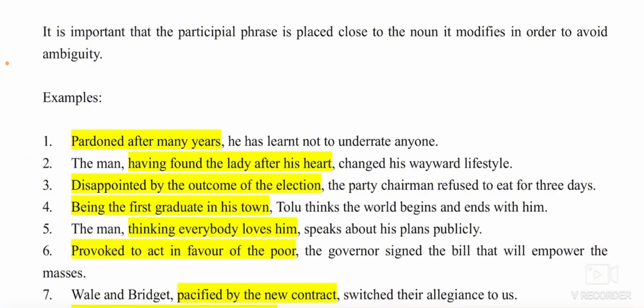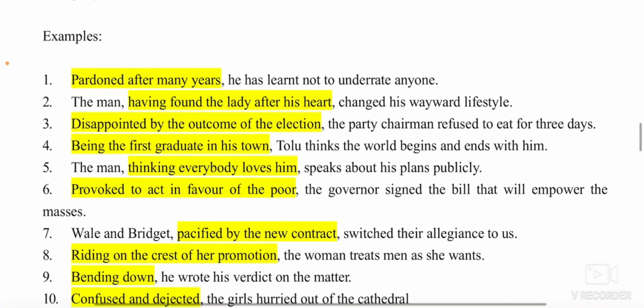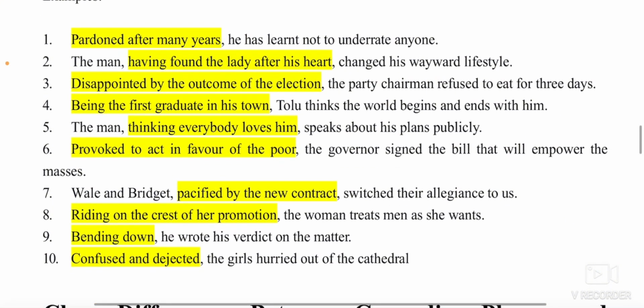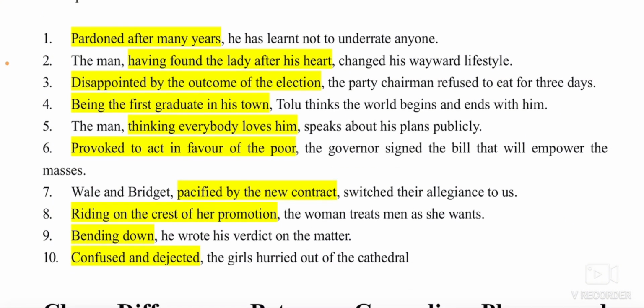Number four, being the first gentleman in his town, he loses things; the world begins and ends with him. So these are the examples I have in there. Number five, the man thinking everybody loves him speaks about his plans publicly. Number six, provoked to act in favor of the poor, the governor signed the bill that will empower the masses. Number seven, while the bigots, pacified by the new contract, switch their allegiance to her, and the like.